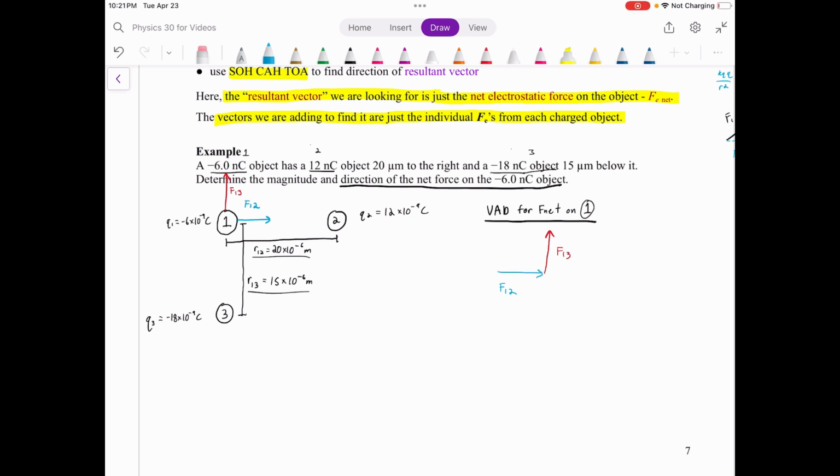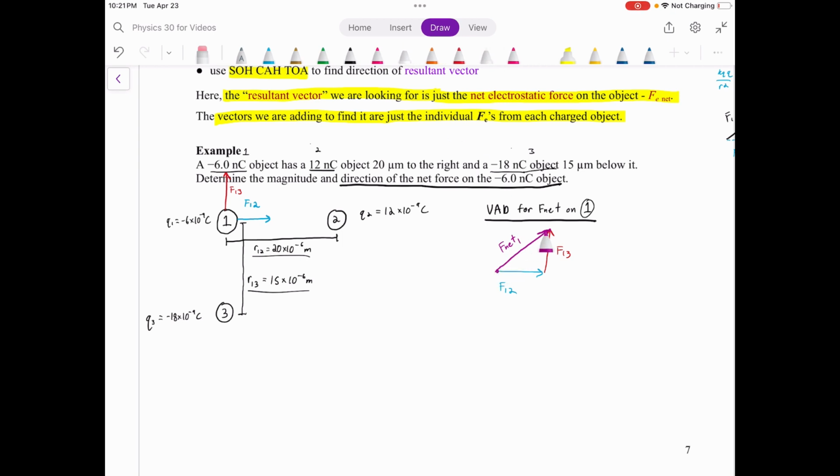So what's the net force acting on them? Well, same as always, draw the resultant vector from where you started to where you finished. And unsurprisingly, the net force on object 1, I'll call it Fnet 1, is kind of uppy lefty, right? Because it's being pushed up by this one's repulsion and pulled right by this one's attraction. Okay, so there we go.